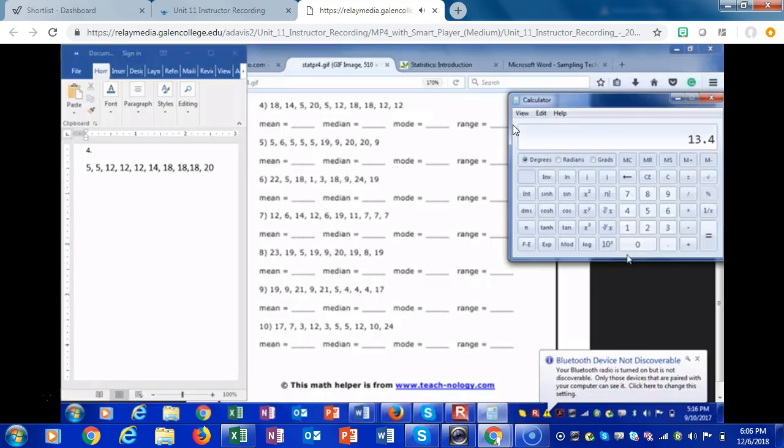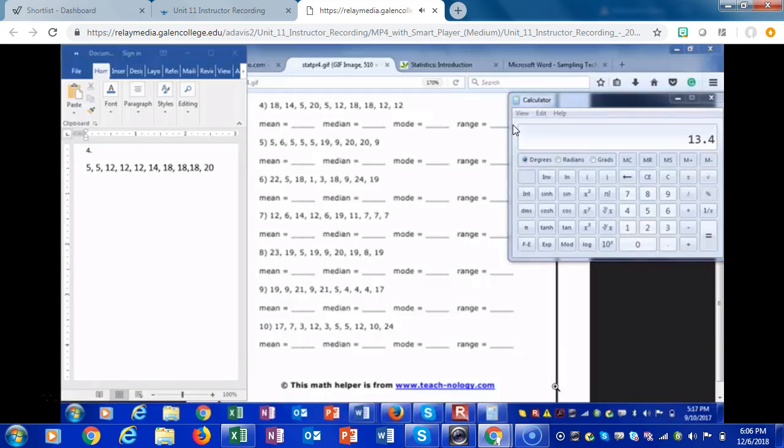So the median is between the 5th and 6th number, just a small technological glitch. My internet went out, but it's back now. So it's between the 5th and 6th number, so it should be between 12 and 14. 12 plus 14 is 26, and then divide that by 2. That gives us 13. So our median is 13.